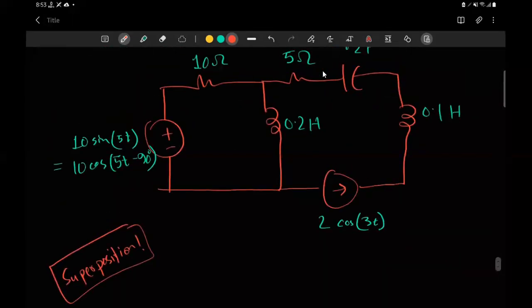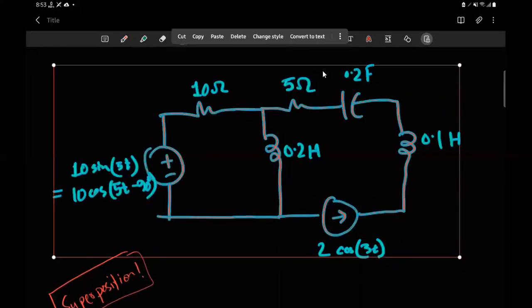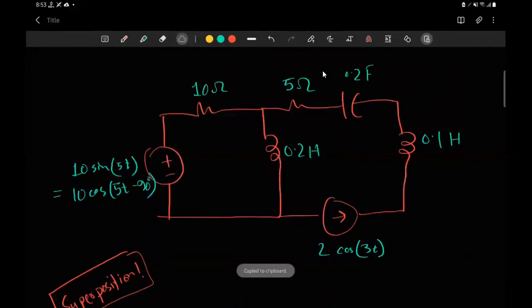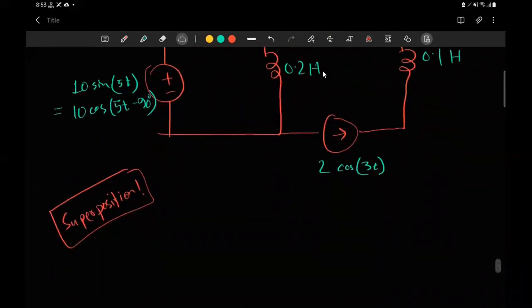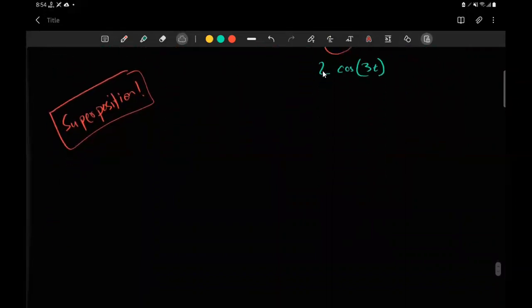Remember superposition theorem? Yes, sir. Okay. Can anyone tell me how this could resolve this problem? Sir, we will consider both of them. Okay, we will consider both of them.